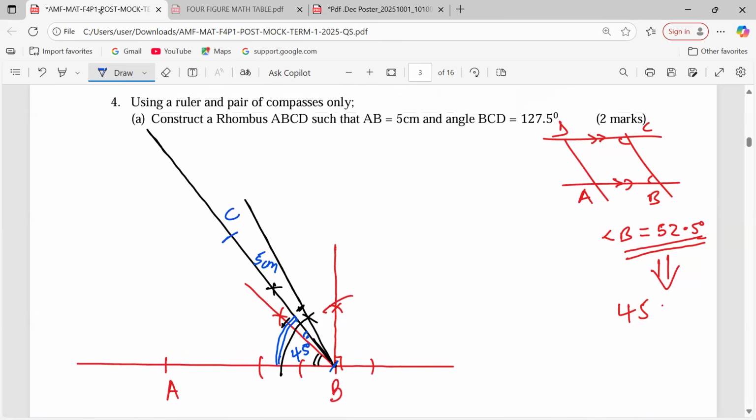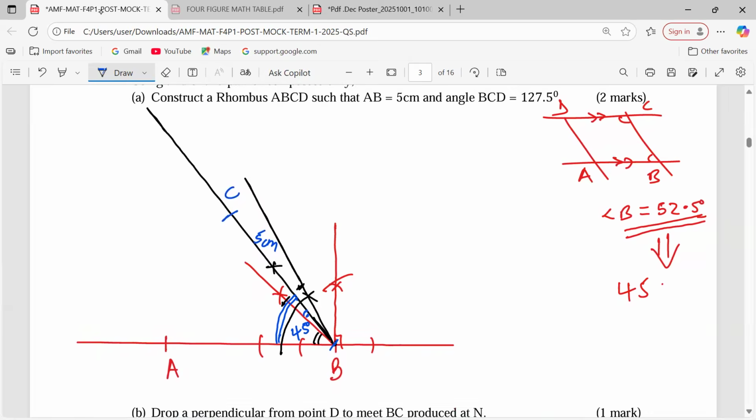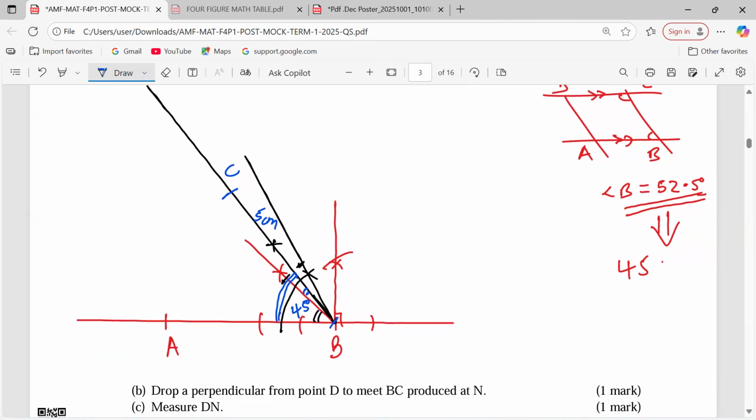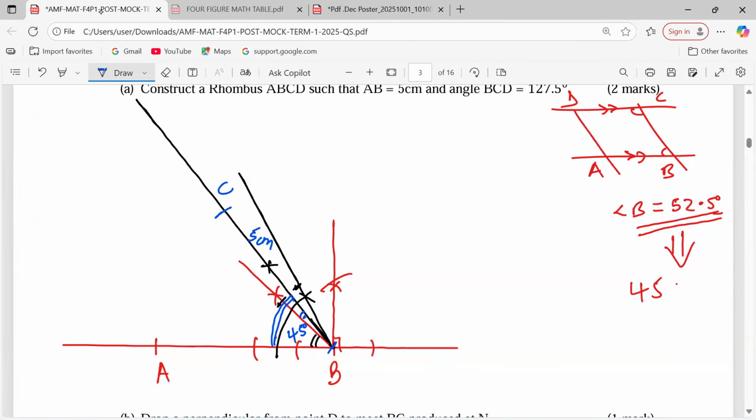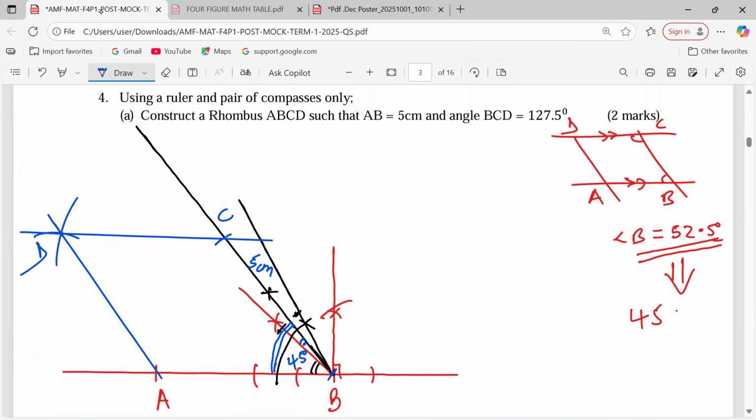Then we are supposed to stand at C with the same measurement, and we make an arc here, the same measurement of 5 centimeters. We make an arc. Then using the same measurement, we cut the first arc like that. And now we can complete the diagram. Oh, this becomes our D. You see now? We're having our rhombus completely constructed.